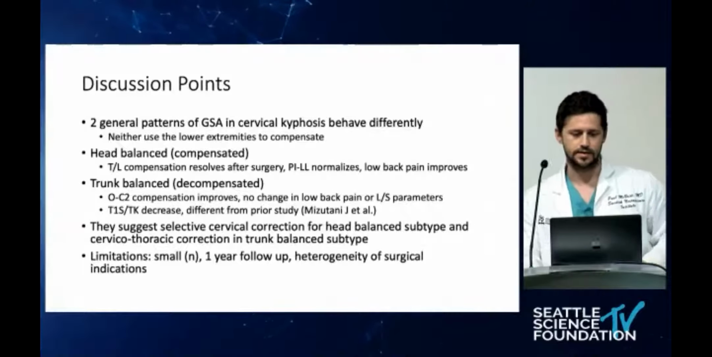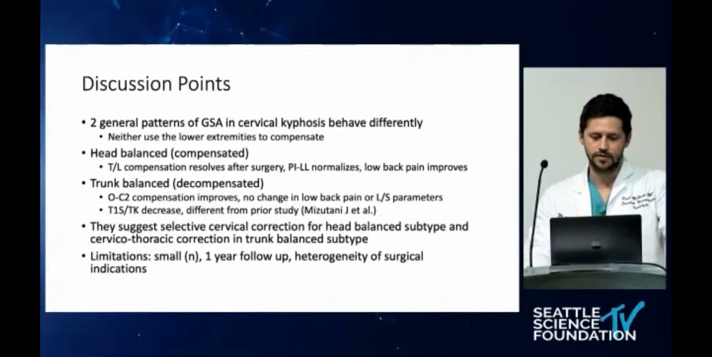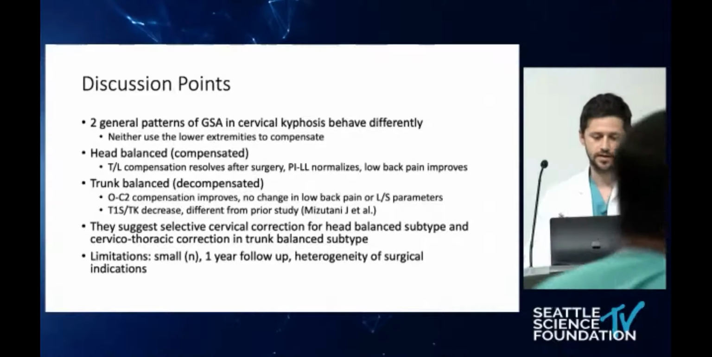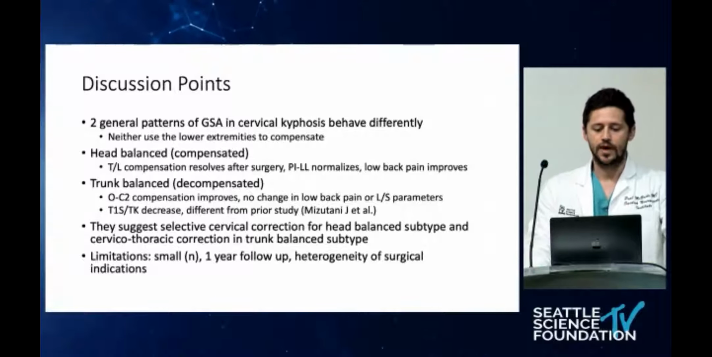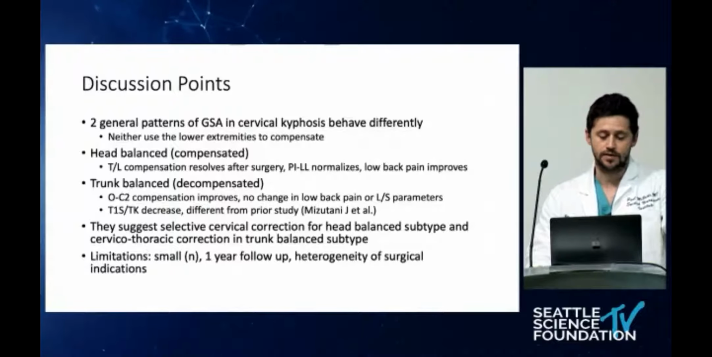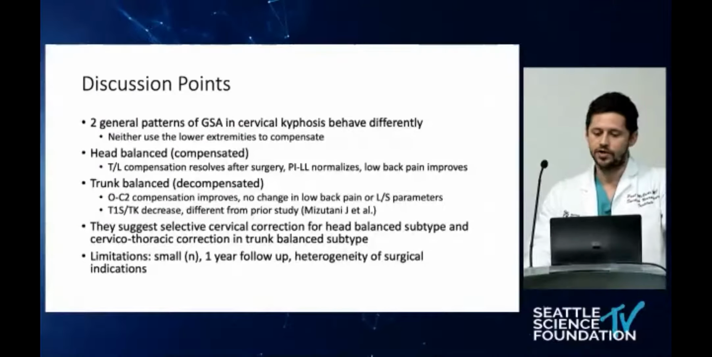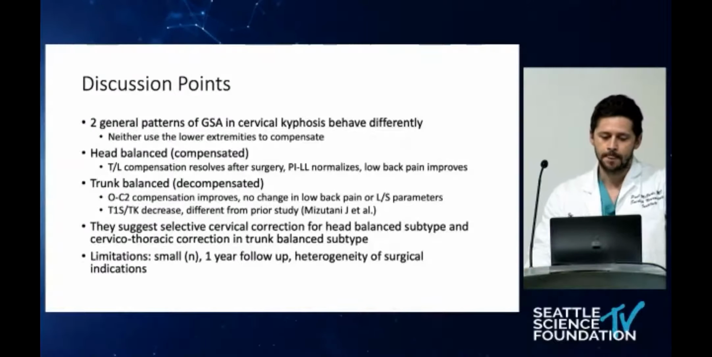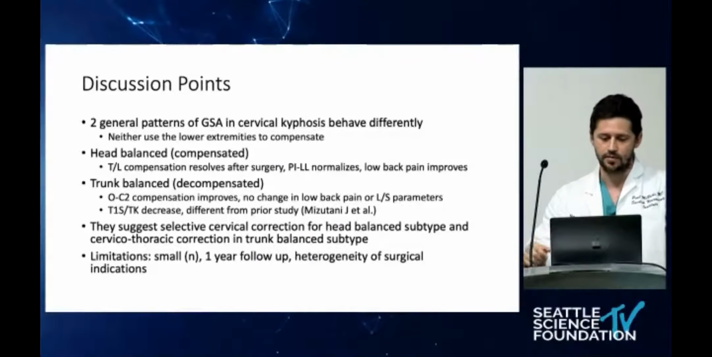So some discussion points. There are two general patterns of global spinal alignment and cervical kyphosis that behave pretty differently. Neither of these groups use their lower extremities to compensate. The head balanced or the compensated group uses thoracolumbar compensation, and this resolves after surgery. The mismatch normalizes and their low back pain improves. The trunk balanced patients, which are the decompensated group, their craniocervical hyperlordosis improves. They have no change in their low back pain or their lumbosacral parameters, but their thoracic parameters do change. And the T1 slope becomes more parallel with the floor, and this was different than the prior study.